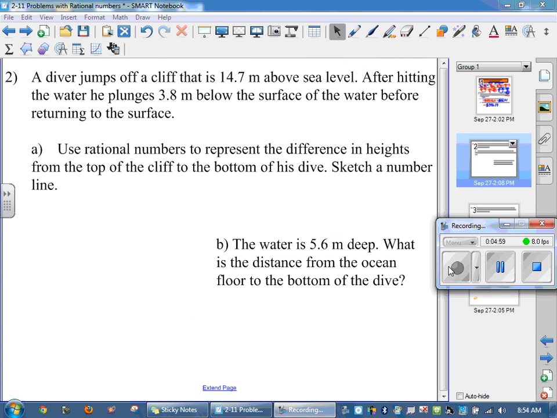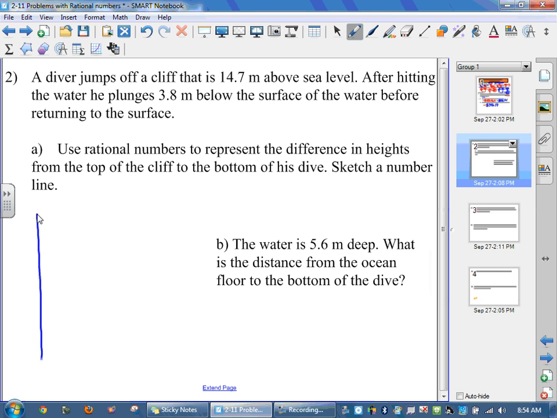Now we have a couple different ones. This one here says a cliff diver, so a diver jumps off a cliff that is 14.7 meters above the sea level. After hitting the water, he plunges 3.8 below the surface. So he goes under 3.8 meters before he goes back up. So you know when you go in the water, you kind of plunge down, you kind of hang down there, and then go back up, right? So we need to draw the situation. What's actually happening here? So here's my cliff. There's my platform.